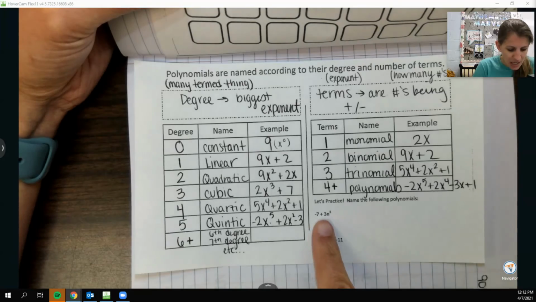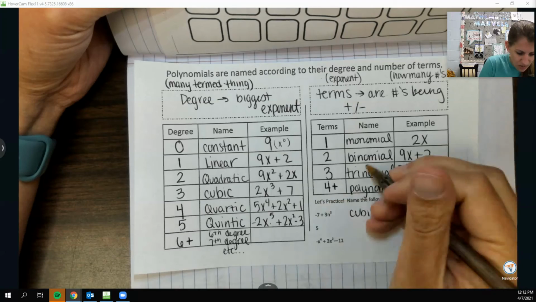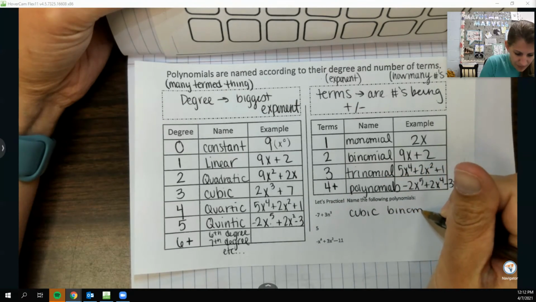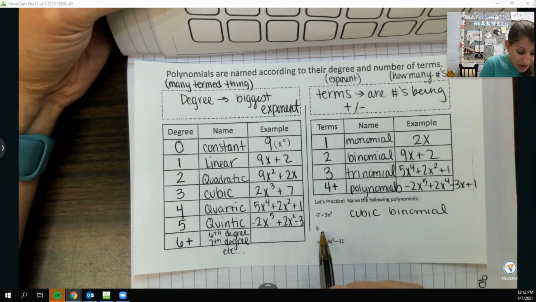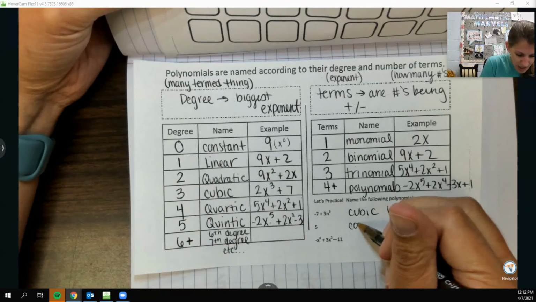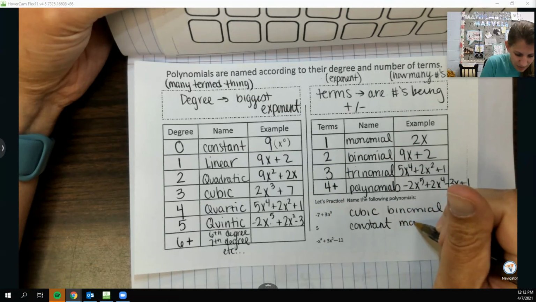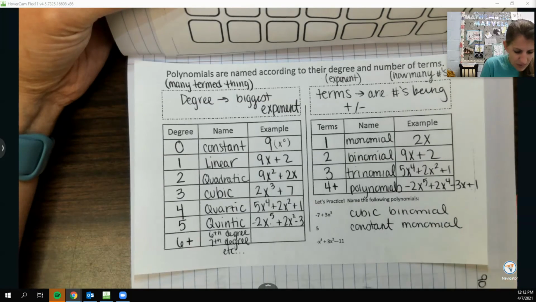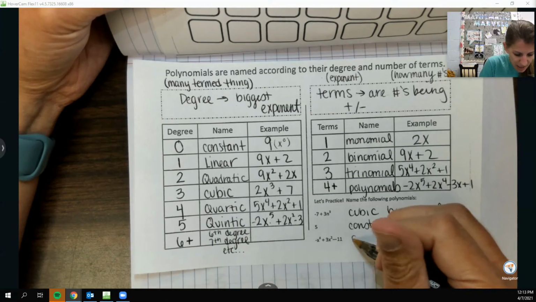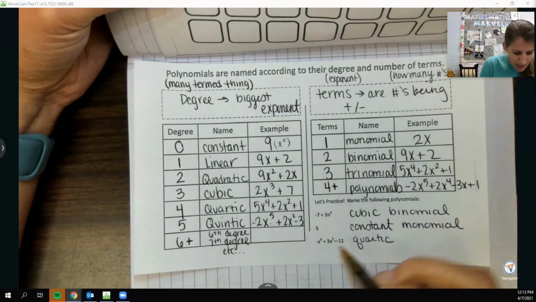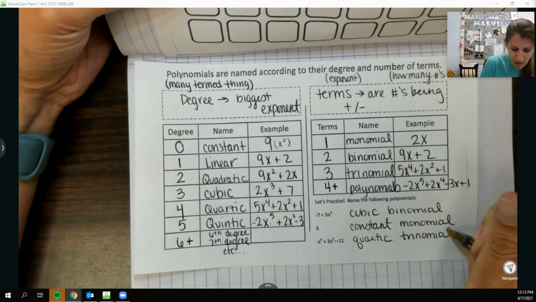Okay, so for instance, this one here, the biggest degree is 3, so it's cubic. There are 2 terms, so binomial. Cubic binomial. This guy, there is no degree, so it is a constant, and there's only one term, a monomial. This one here, the biggest degree is 4, that's quartic. And then there are 3 terms, trinomial. We're going to practice this a little bit more in the next one too.